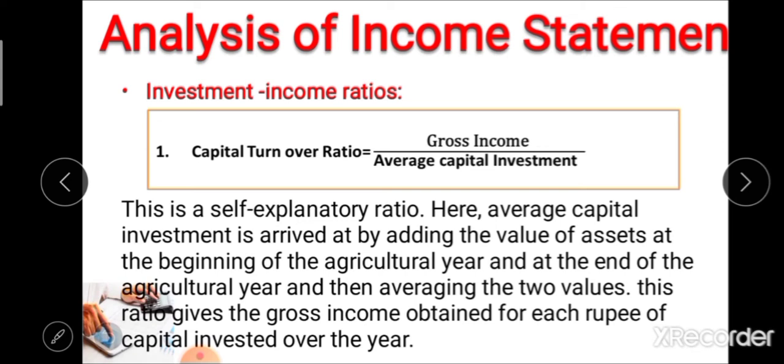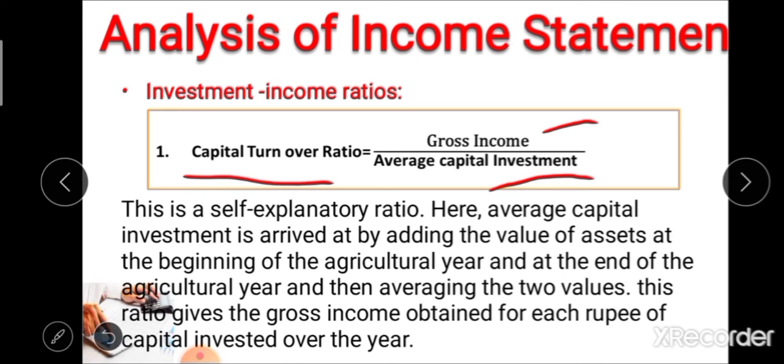In that, the first one is capital turnover ratio. The formula for capital turnover ratio is equal to gross income divided by average capital investment. So this capital turnover ratio is also called a self-explanatory ratio.